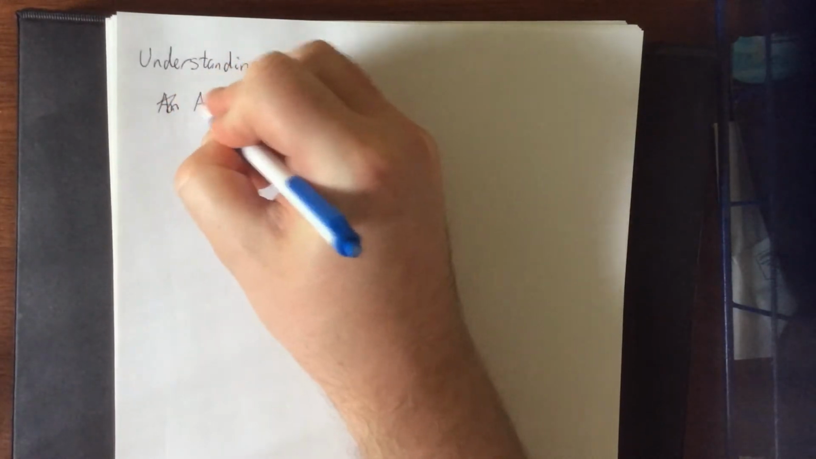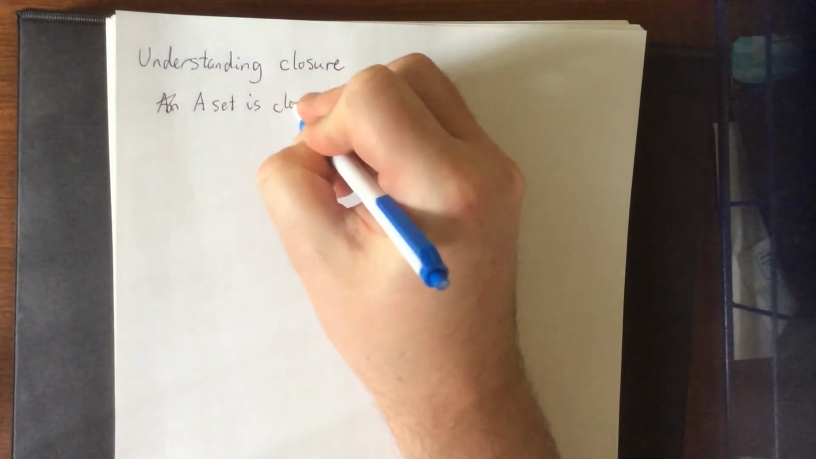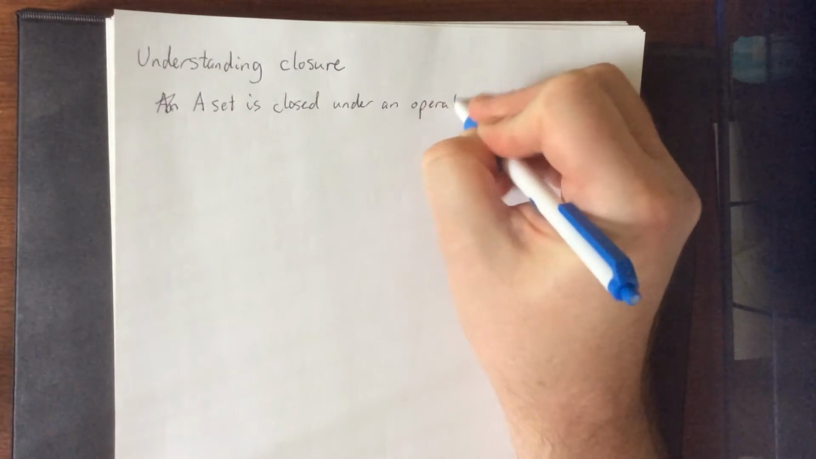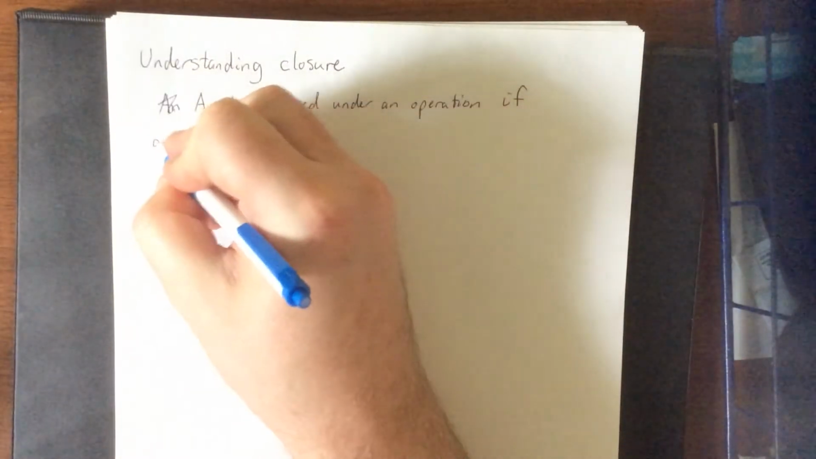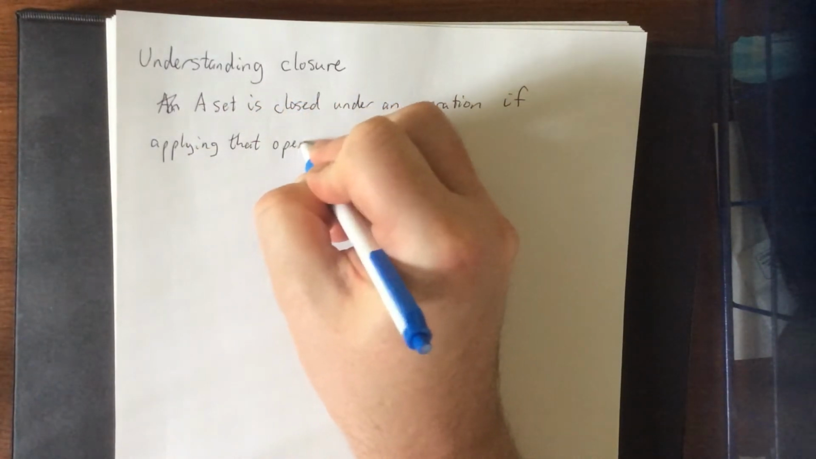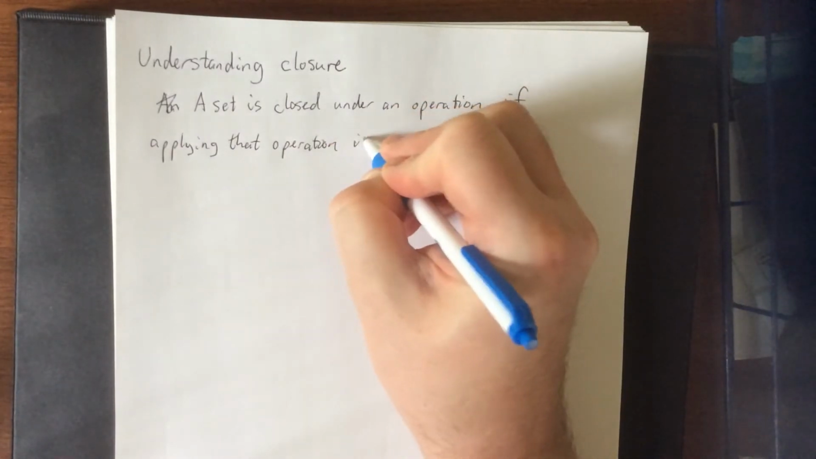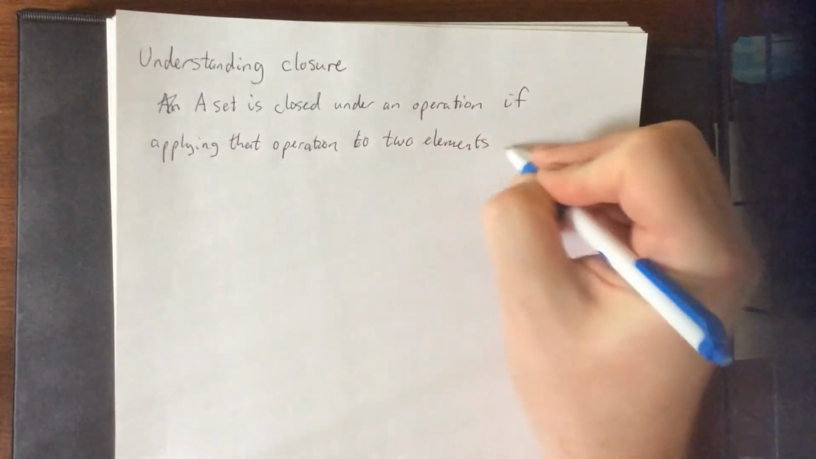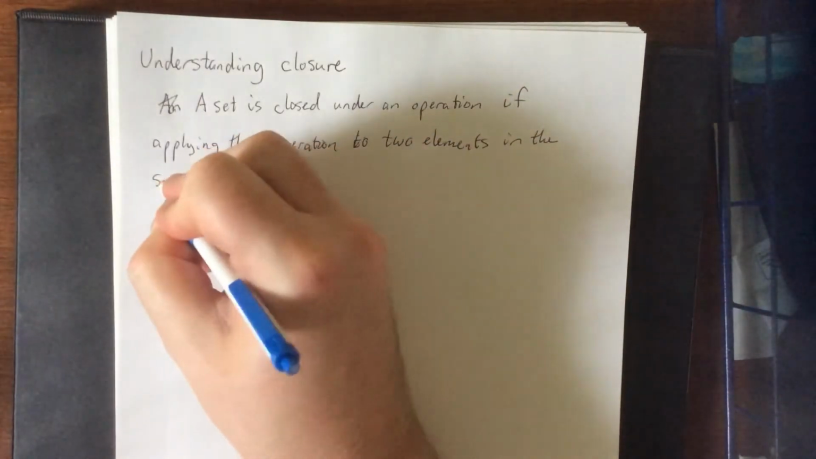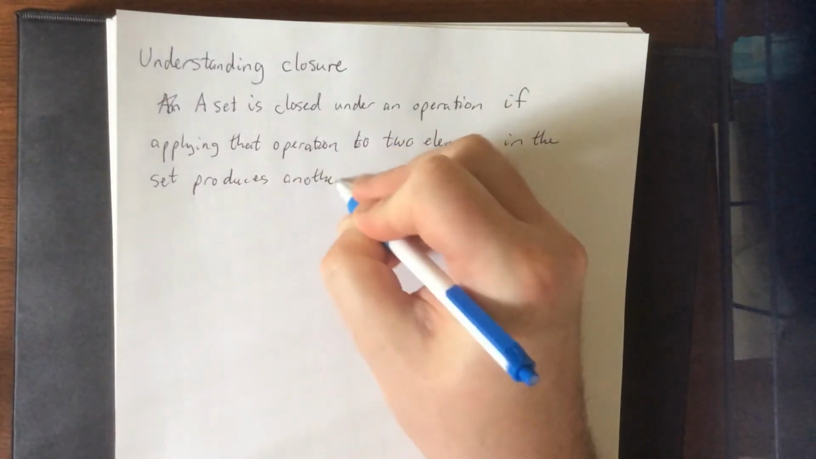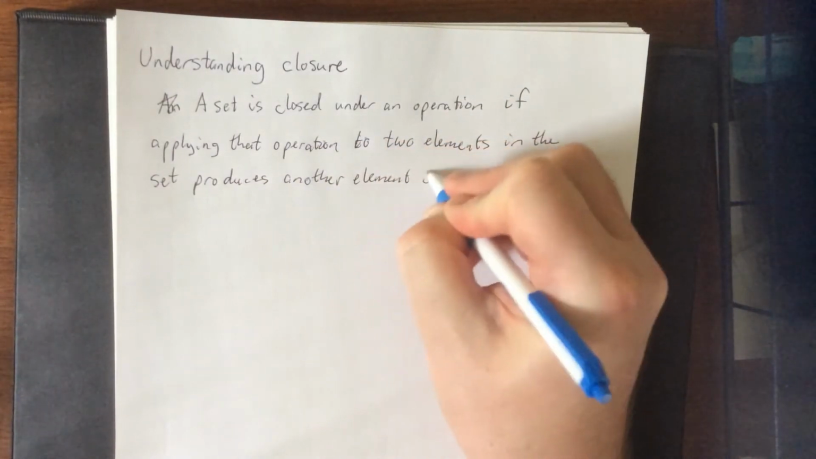So, a set is closed under an operation if applying that operation to two elements in the set produces another element in the set.